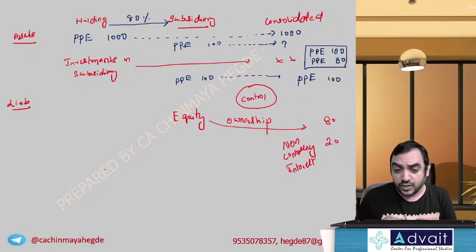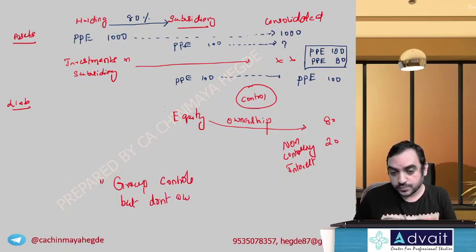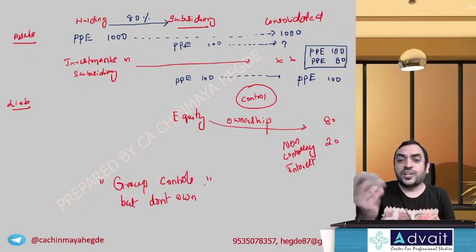It's a beautiful situation. A holding company controls, or the group. We don't say holding company, let's say group. Group controls but doesn't own. You control but you don't own.